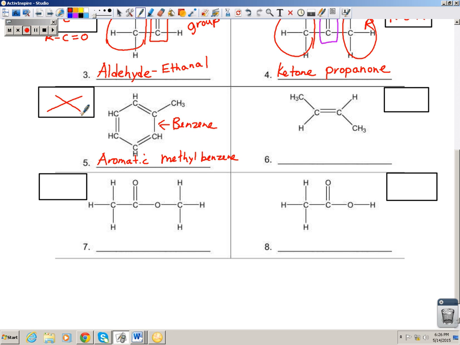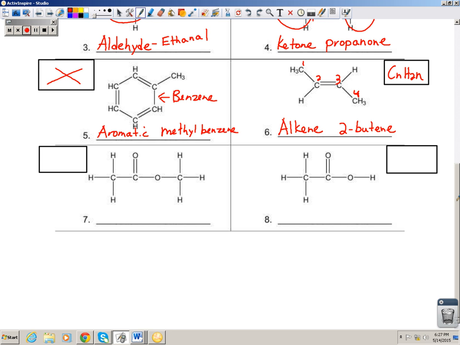Number 6, see if you can do number 6 yourself, and then check yourself. Did you find out that was an alkene? Your general formula would be CnH2n. Let's name it. And it would indeed be 2-butene, because our double bond is between the second and third carbon, and there are 4 carbons there. Remember what you did in the last section? Yes.